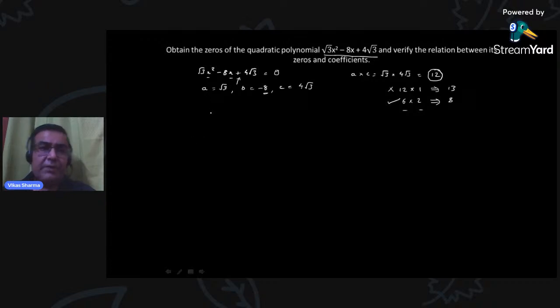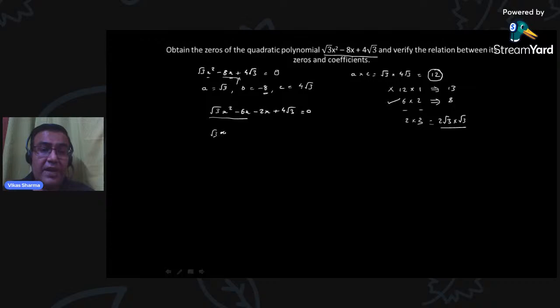So let's do the middle term splitting now. So we get root 3x square minus 6x minus 2x plus 4 root 3 is equal to 0. So basically this 8x we have split into two terms. Then we are looking at the product of the two terms in this. So I think I can take root 3 as common. Now 6 can also be written as 2 times 3, and 3 can also be written as root 3 into root 3. So we get 2 root 3 times root 3. So this is also equal to 6.